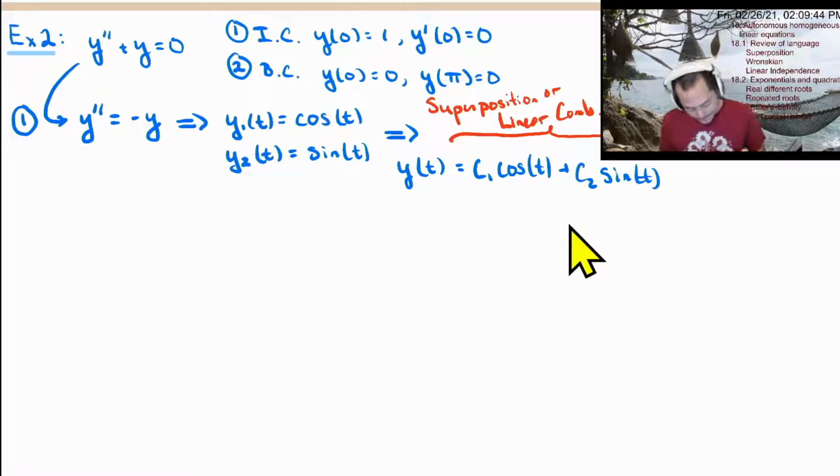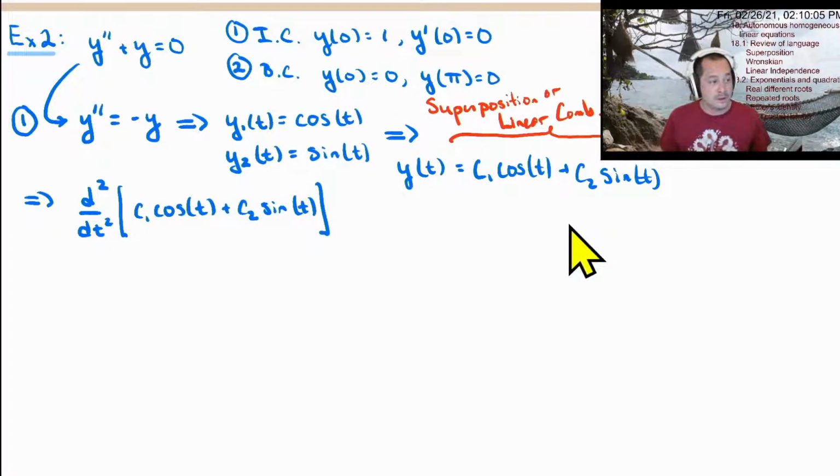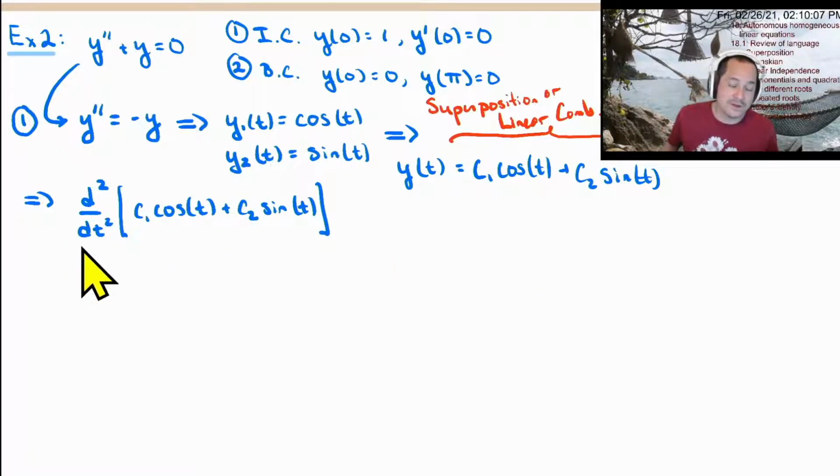Okay, and so just a real quick note here, if I take the second time derivative of this superposition, which is c1 cos t plus c2 sine t, well, what is the derivative going to think about the addition? Well, derivatives love addition, right? Because it just breaks them off into multiple pieces.